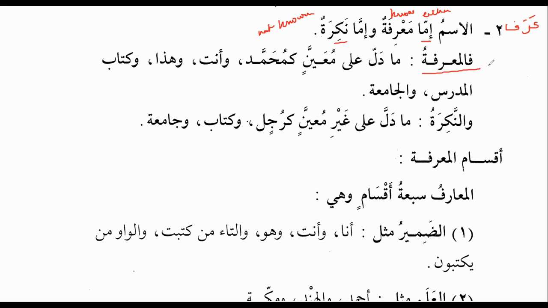So this is the definition of marifa noun, marifa ism. Ma dalla, ma refers or shows. You can also say shows. Ma dalla ala muayyin means that which is specific. Muayyin: clear, clarified or specific. Ka is a harf jar, and this means like. It is used basically for comparison. Likewise, ka Muhammadin, like what is a marifa noun?